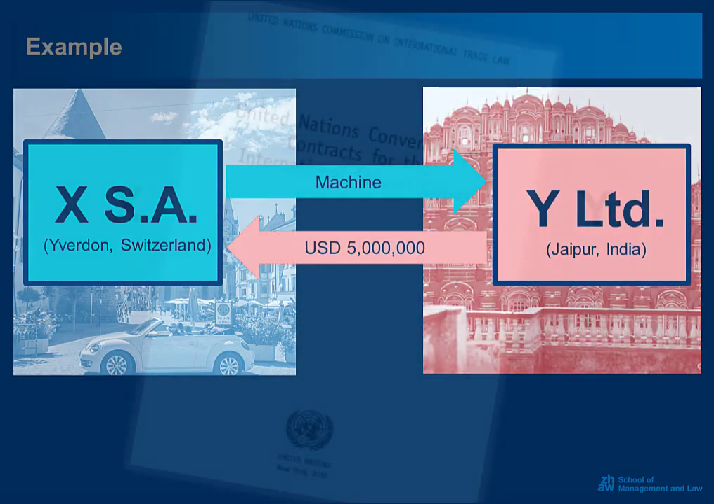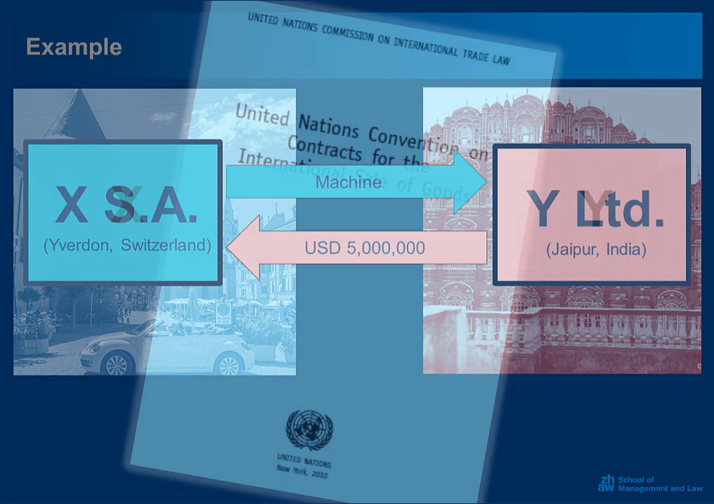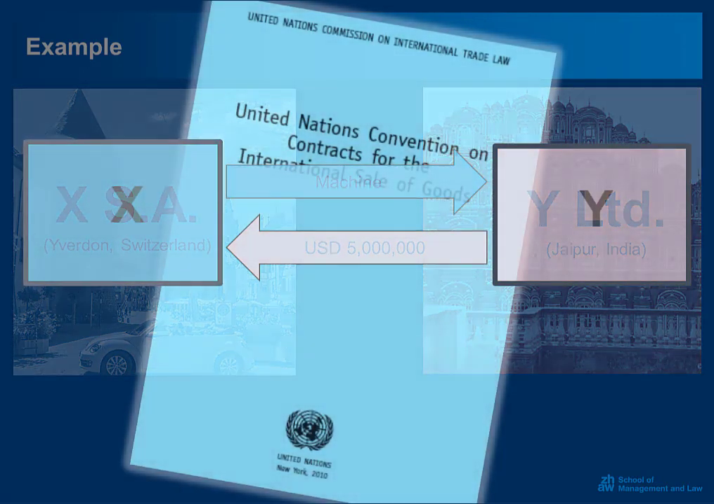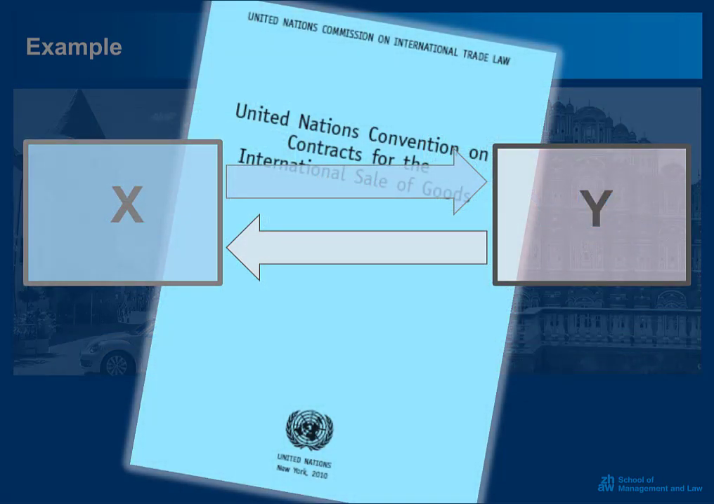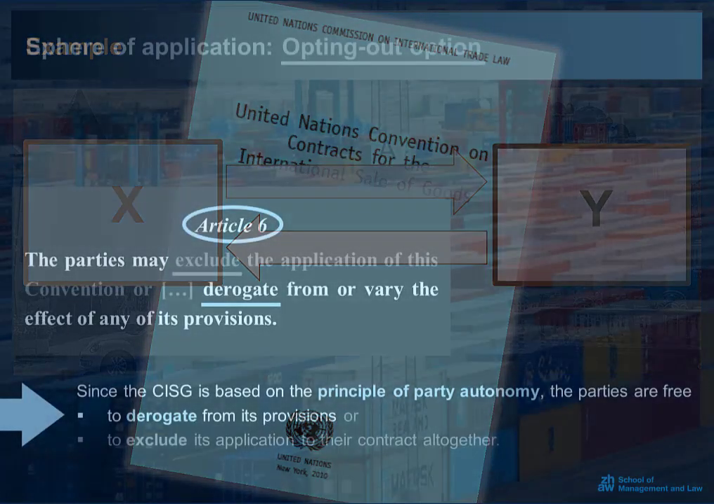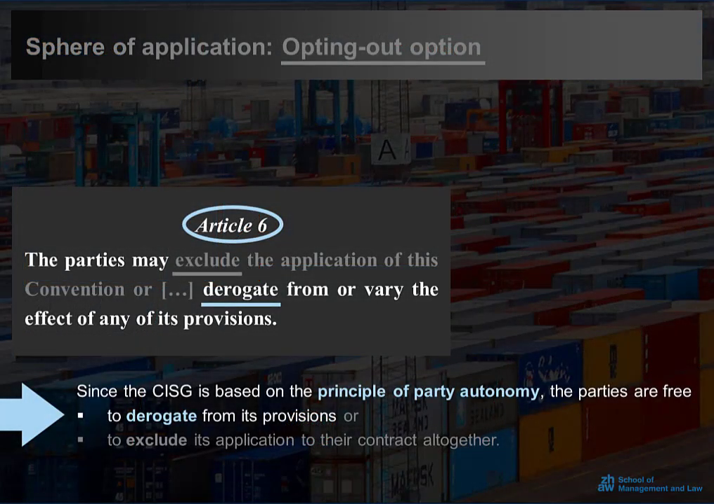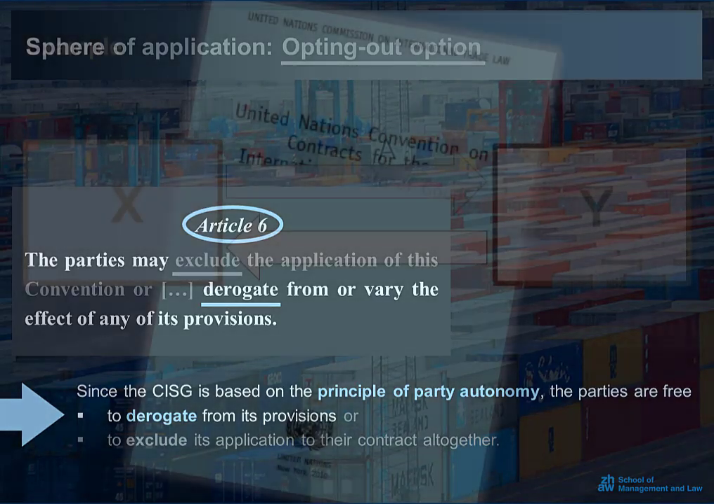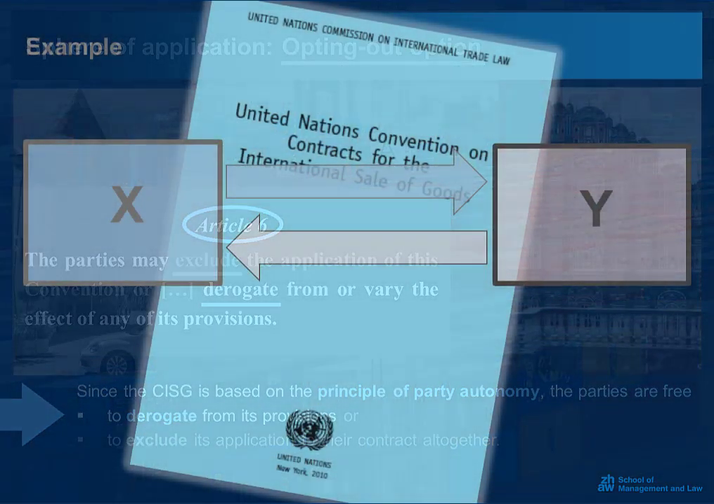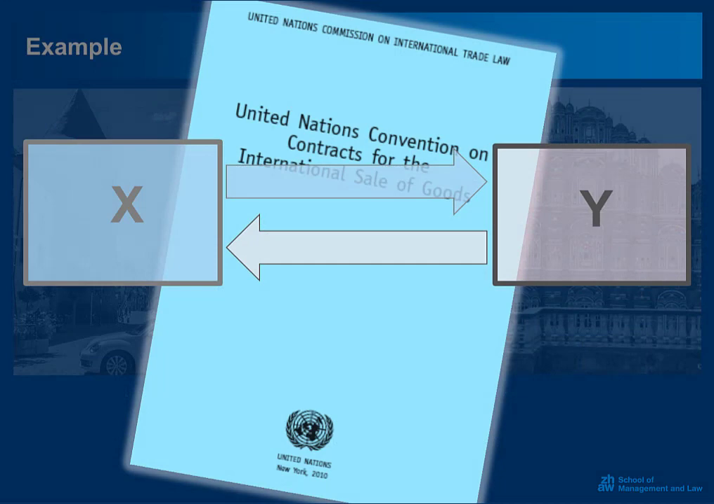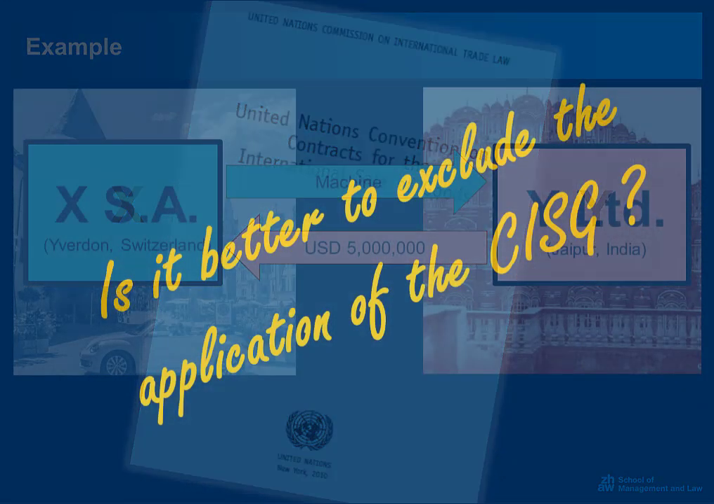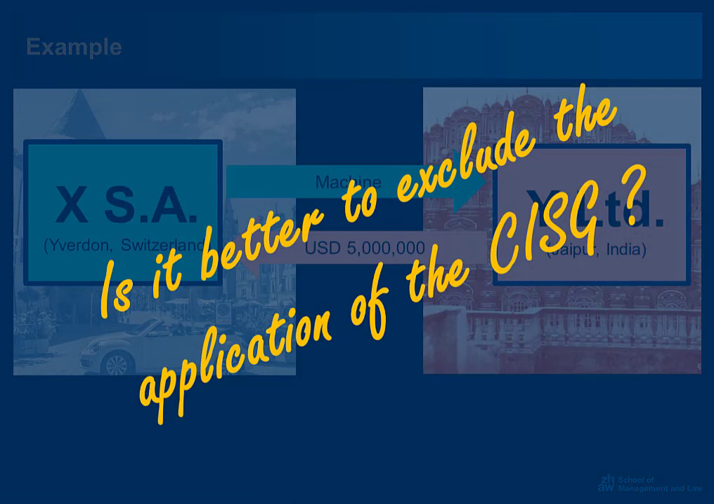The CISG also offers a well-suited basis for international sales transactions, and since it is characterized by the principle of party autonomy, it can be adapted to the specific needs and the specific interests of the parties in the individual contract. So as you can see, this is an important question, but there is no easy answer.